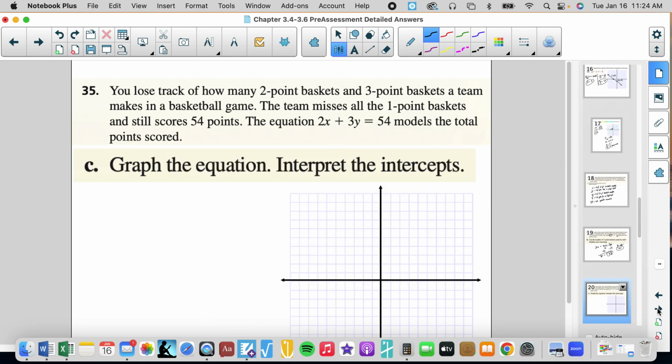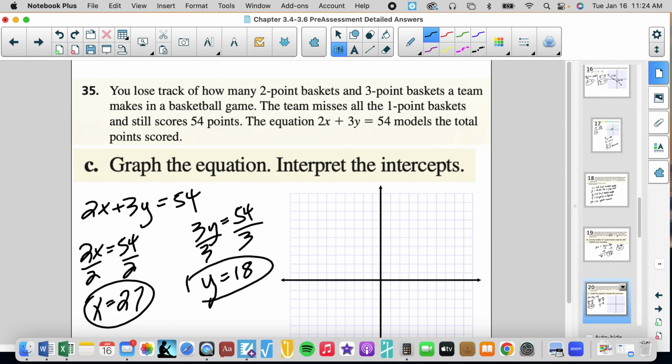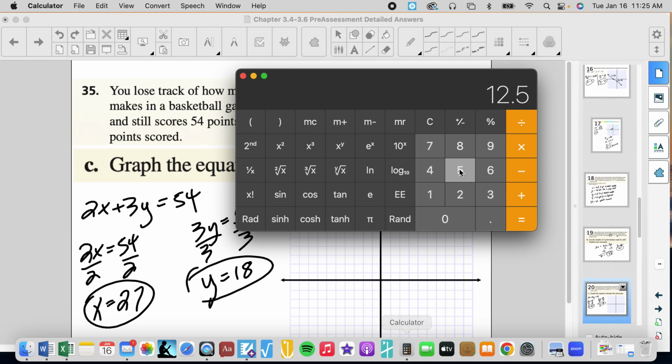Graph the equation, interpret the intercepts. So if we're going to graph this, we're going to graph it by finding the x-intercept. X-intercept would be 2x equals 54. Divide by 2, you get x equals 27. And 3y, find the y-intercept. 3y equals 54. Divide by 3, y equals 18. I think it's 18. 18, yeah. 54 divided by 3, yeah, 18.